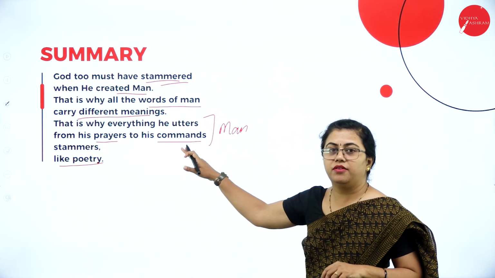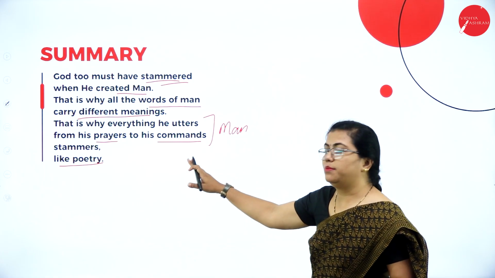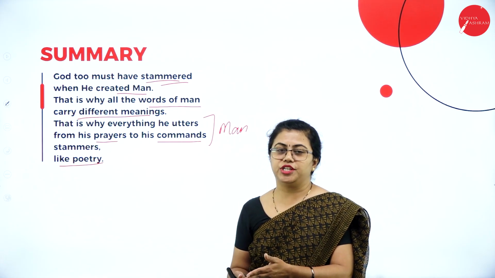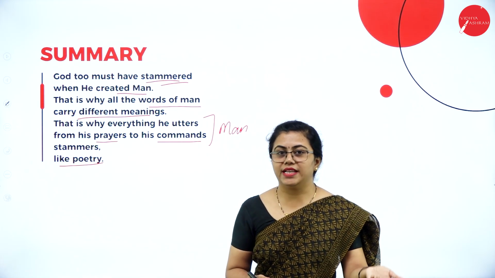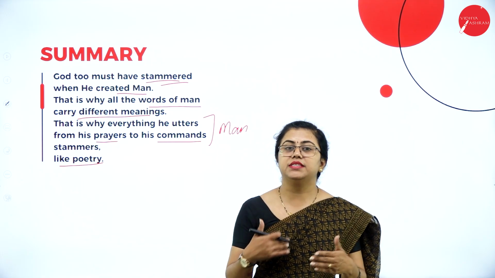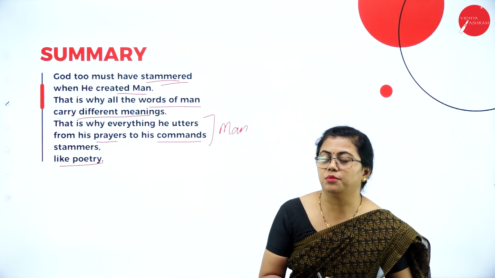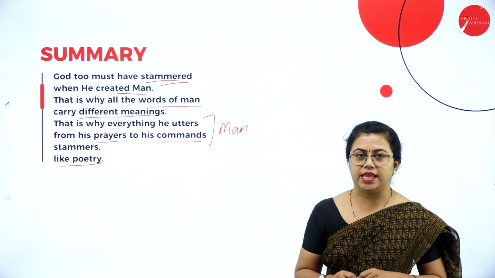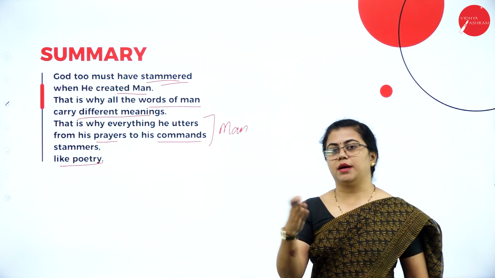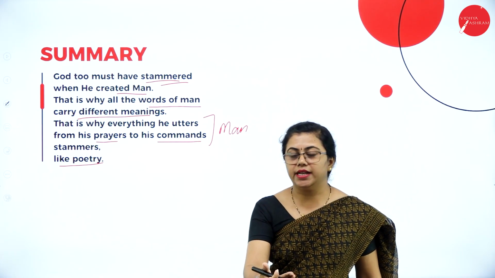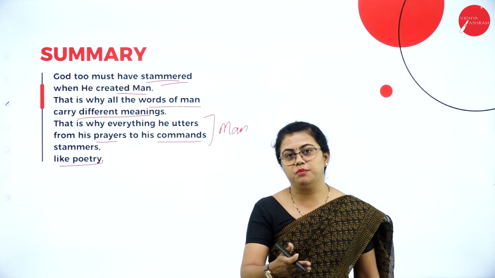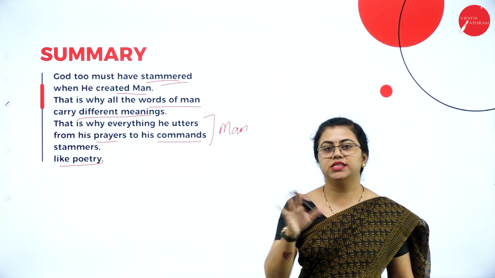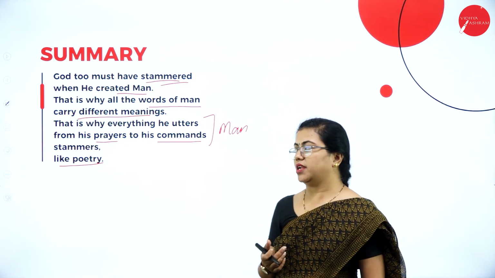So here also, when God has created man, he has stammered. That's why each and every word of man carries different meanings, like poetry. Here the person who is listening has to read in between the lines. That means he has to go deep into the words of the man who is speaking and understand it properly, which is what the poet is trying to say. So the life of humans is compared to stammering. How the deeds and words of man have different meanings is compared to how the meaning changes when somebody stammers. So this is the comparison done by the poet Sachidanand.